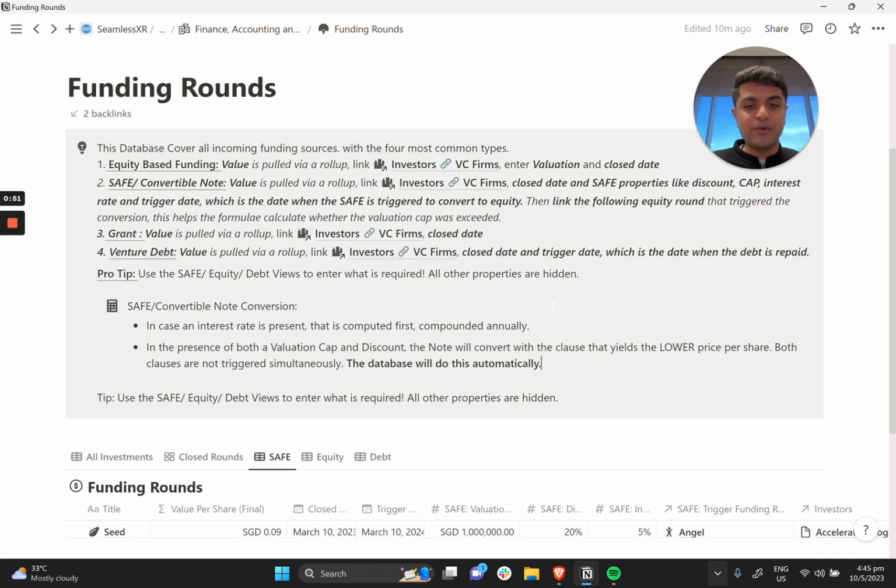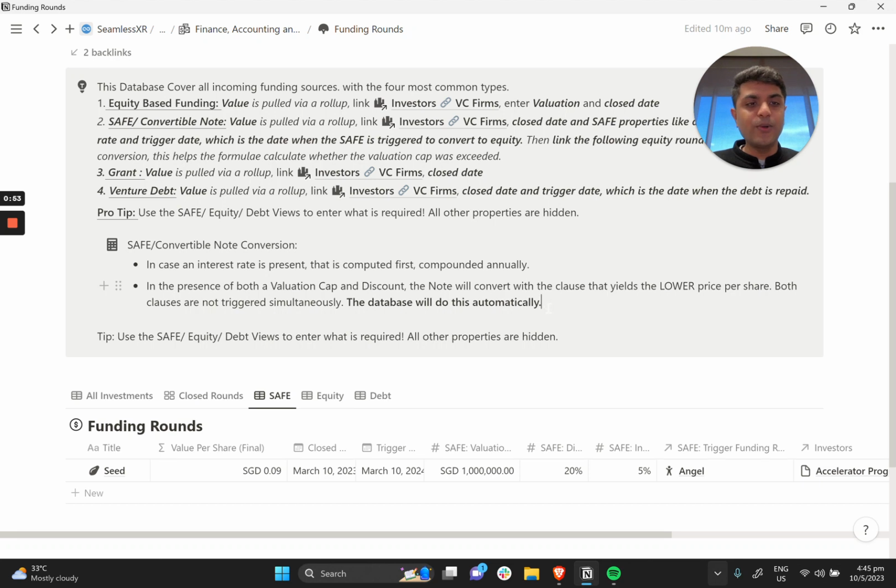But in case there is both, what happens is the note converts at a value per share, which is more favorable to the investor. So you don't get the benefit of both the valuation cap and discount, but you get the benefit of whichever is better. So they will basically not stack, right?